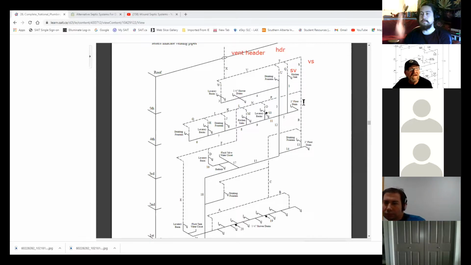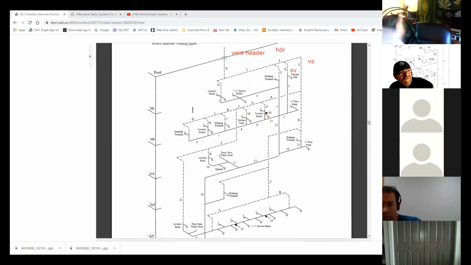So there is the actual vent stack, right? Sorry, here, boom, boom, boom, boom. There's your vent stack, but its developed length goes right to outside air. You understand the difference? So on the midterm, I'm going to give you a drawing similar to this, and all you have to do is identify what all the parts are.